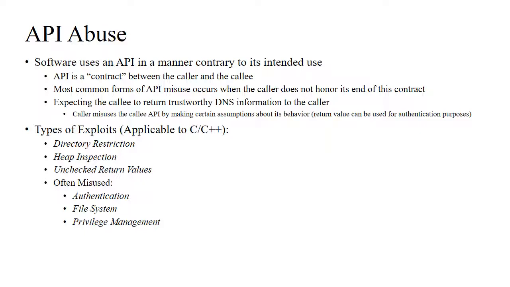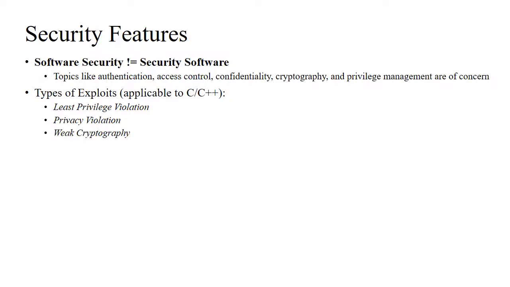or privilege management. The third type is security features. Now, software security does not necessarily mean security software. So this taxonomy deals with authentication, confidentiality, cryptography, etc. And types of these exploits are least privilege violation, privacy violations, or weak cryptography.